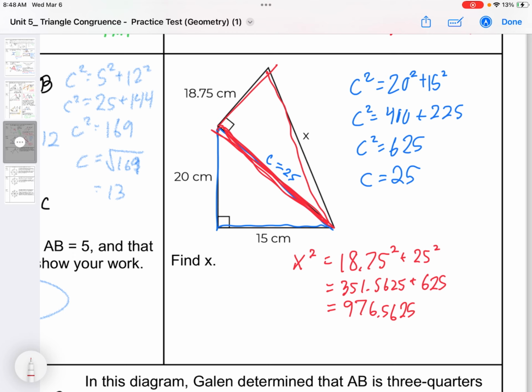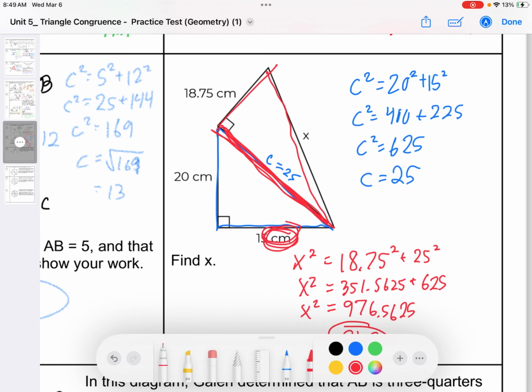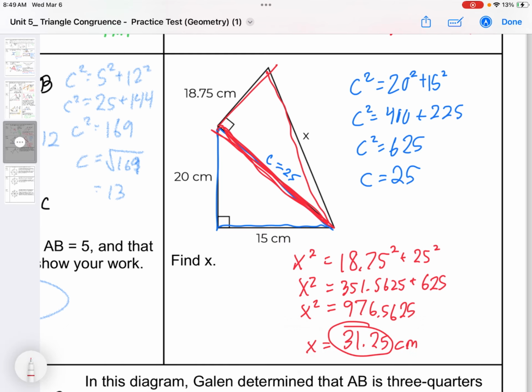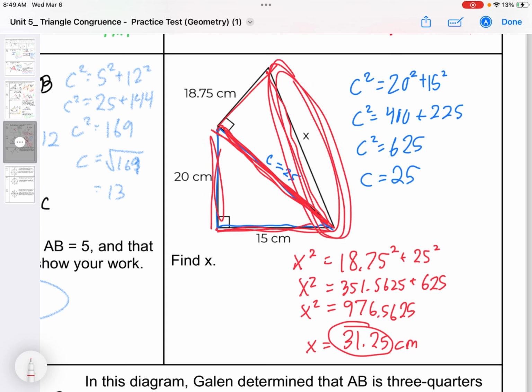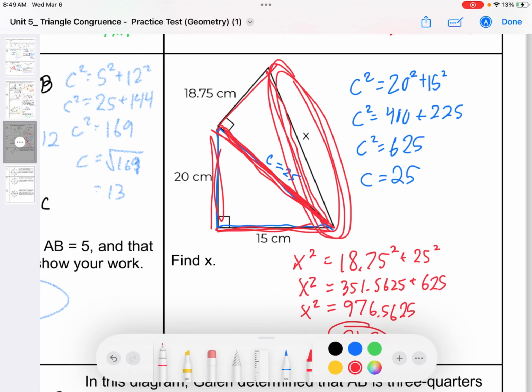Take the square root of that, because we have x squared here. So x will be the square root of that, which turns out to be 31.25. And that's the answer for x. And I guess it would be centimeters, since they do tell you a unit here. So it's 31.25 centimeters. And that makes sense because it's a little bit longer. Like this is 15, this is 20. It seems to make rough sense that this one will be the longest side in there, 31.25, but not that much longer than it.